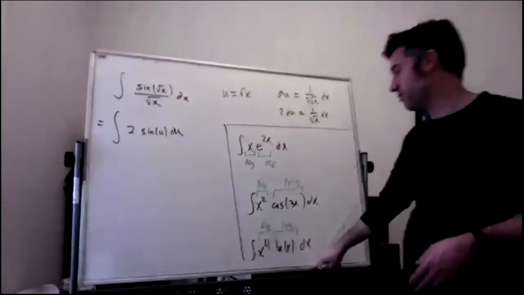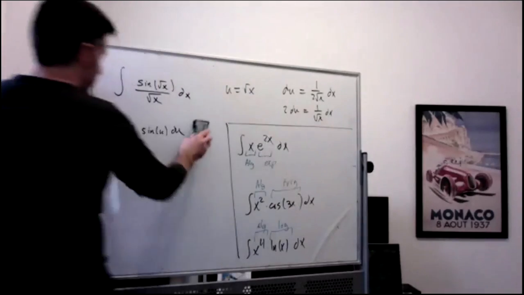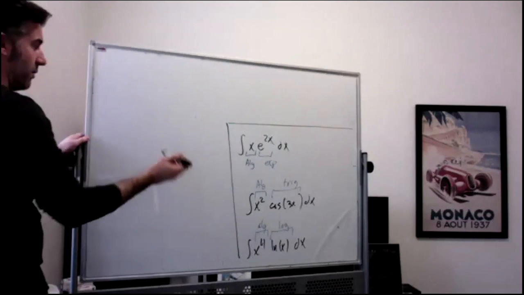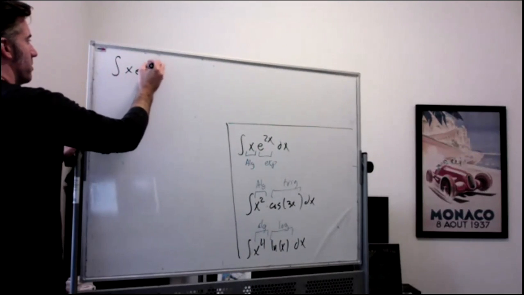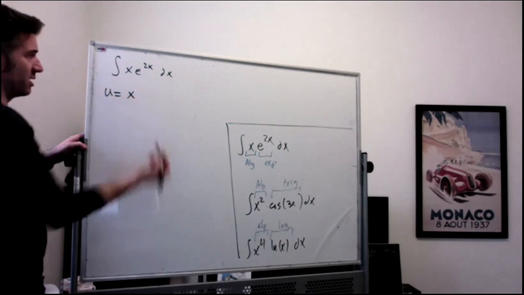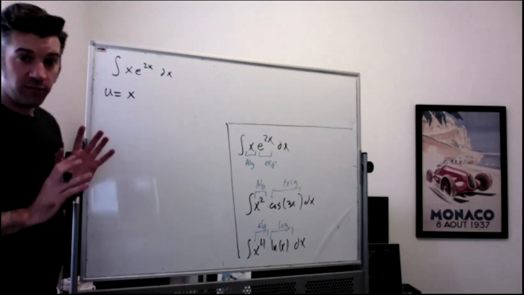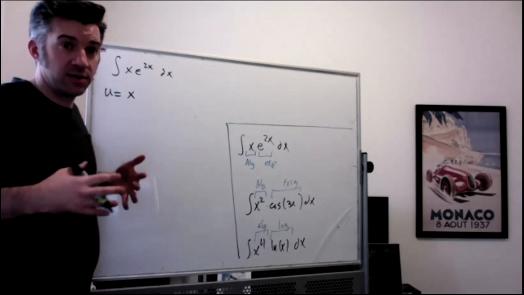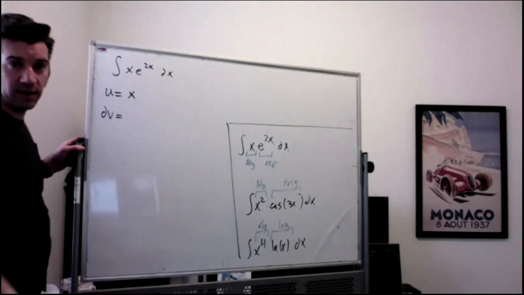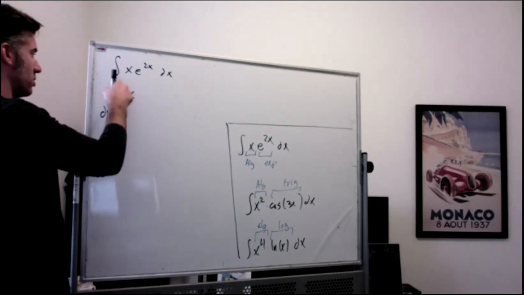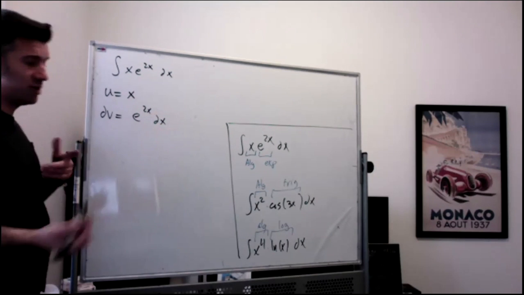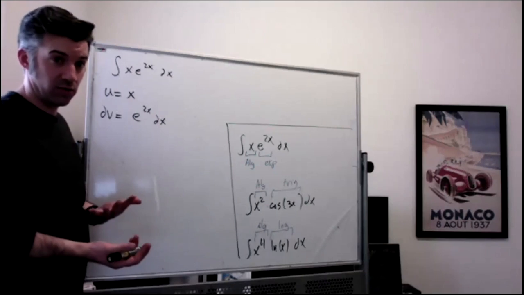So let's go back to the other side. So if I was going to try and do this first problem, x e to the 2x, I would let, well, I've got u as an algebraic thing. U is going to be x. Once you've picked u, everything else is decided. Once you picked u, dv has to be the entire rest of the thing. So u is x, dv is e to the 2x dx. Because u times dv has to be the entire integral, right?